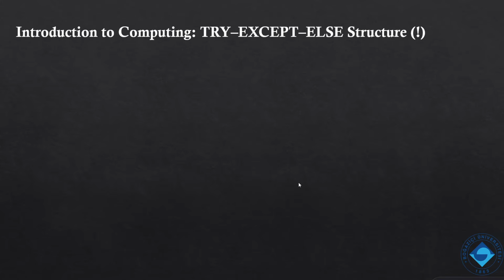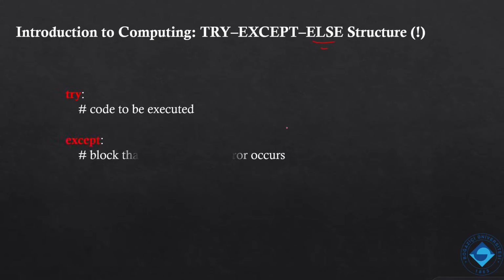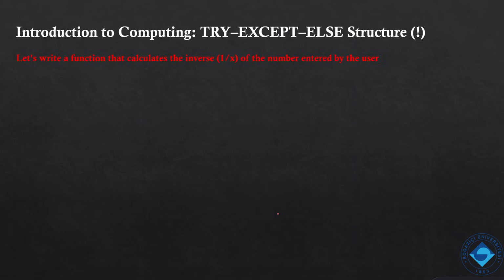Also in Python, to our except block, we can add else at the end of this try except block. I put this code under the try block to be executed. I put this block under the except block, which runs when an error occurs. I put this else block that runs when no error occurs. So let's continue with the example to understand much better.